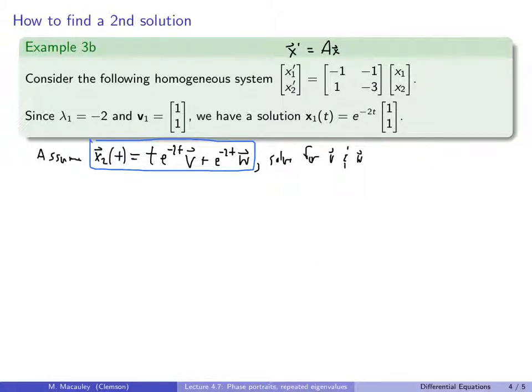So we take our solution, plug it back into here, and solve for the unknowns. In this case, it's going to be v and w. Okay, so let's take the left-hand side. We have to plug this back into the left-hand side and the right-hand side. So the left-hand side is going to be x2 prime.